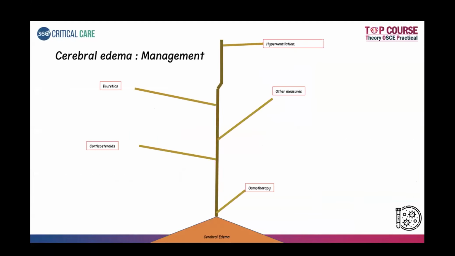Management, they can ask. We talked about this earlier, not in this class, but earlier in the neurology domain. The mainstay of treatment for cerebral edema is diuretic and osmotherapy. These are the two main stays of treatment, but some additional treatment that can be done in acute settings such as hyperventilation, and particular causes of cerebral edema can be responsive to corticosteroid.